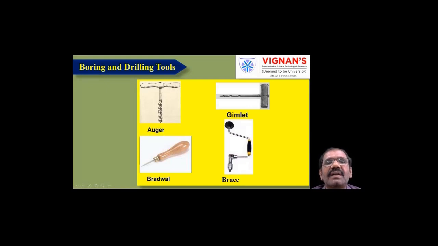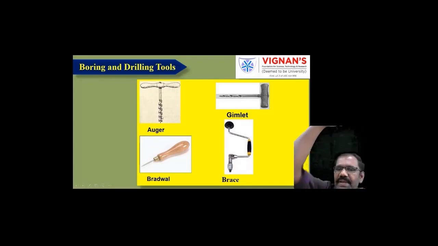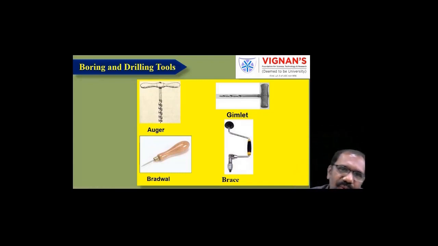See this one, auger. The diameter of the hole is more here, just like a drill. This one is gimlet. Manually, see this, here we have the handle. This is placed over the wood. If you rotate and apply force, it removes the material and moves inside the wood. See here, you have the helical groove. Through this helical groove, the wood which is cut will come out.